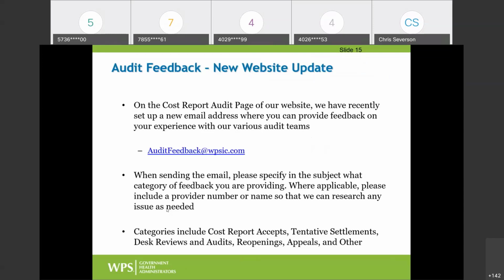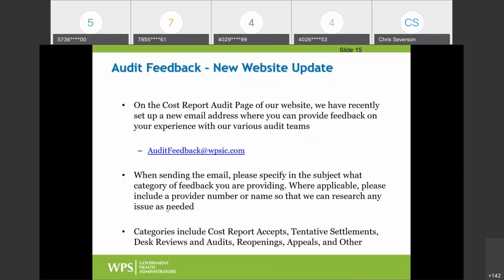So that's been that way for the past couple of years with the complex desk reviews and the audits from the field office staff. But we didn't really have the same mechanism for other areas of audit, including our less complex desk reviews that are handled out of our Omaha office for the most part, and reopenings, appeals, things like that. So we expanded it a little bit by setting up a tool on our website.